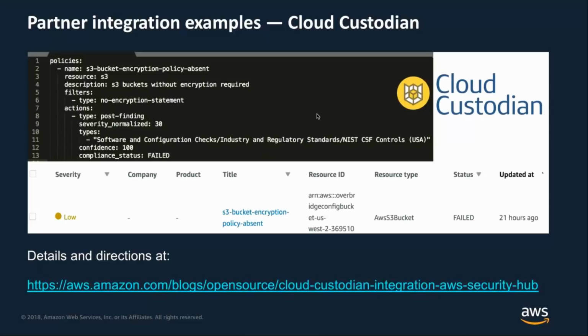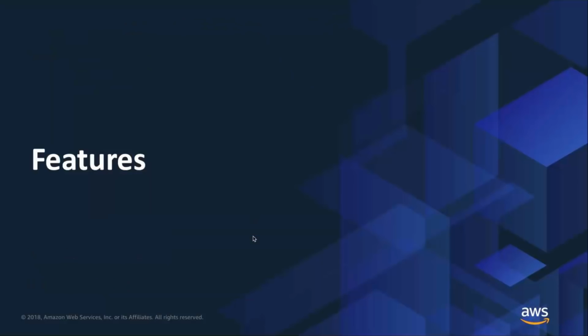So we do all the hard work of mapping the Cloud Custodian findings into the AWS security finding format, and it just works. But this is also just a great example of how you can take your own open source tool that you're using and push those findings into Security Hub. And as you can see here, there's a whole blog that we put out recently about how this integration works. So let's next talk about some of the core features of Security Hub.